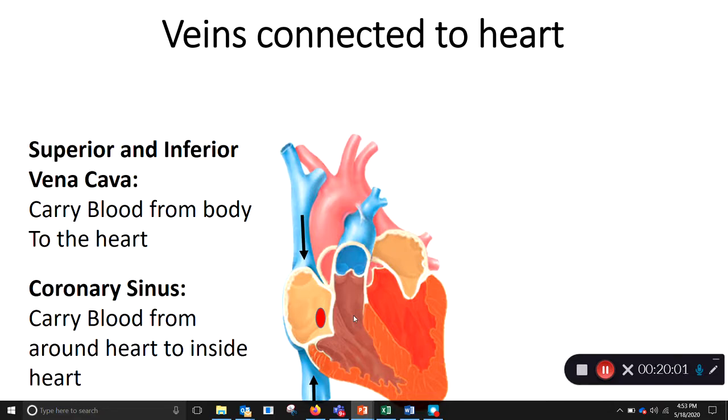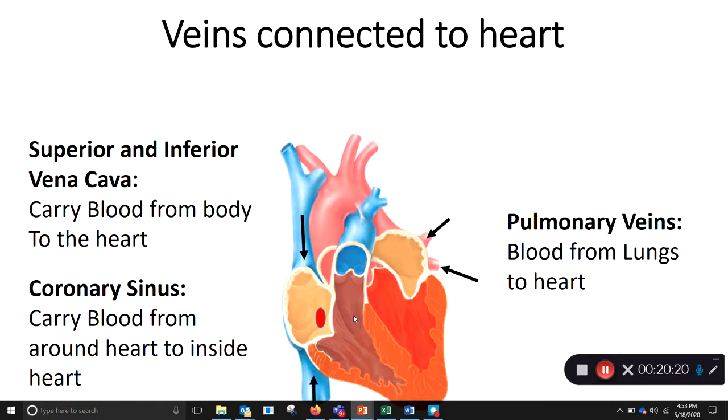The blood inside the chambers, the atria and the ventricles, does not give the appropriate nutrients that the heart needs, or the myocardium and all that stuff needs. You have to come out and go around. We'll talk more on that later. The pulmonary veins, take a guess why it's called pulmonary. You probably already said it. It's because blood is returning back from the lungs to the heart here.